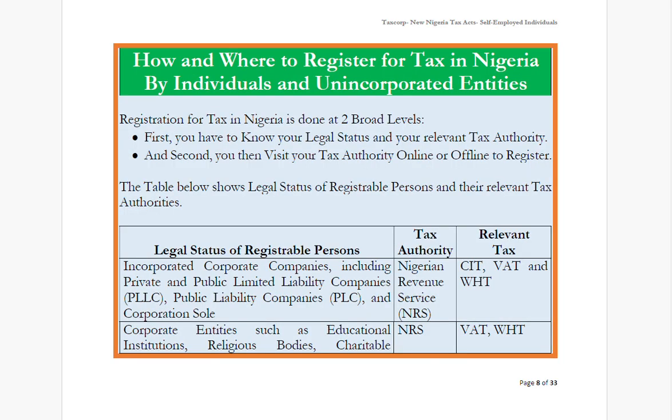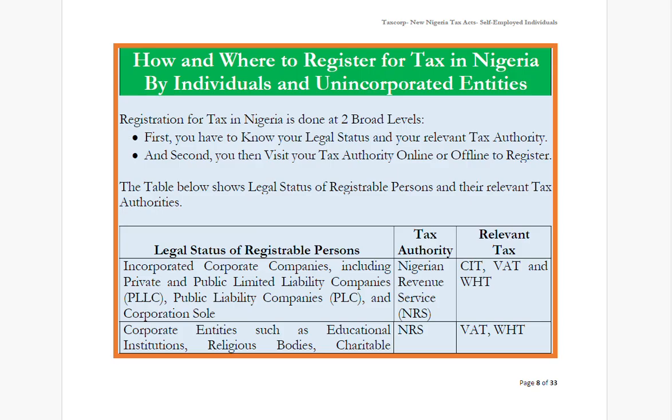Now, how and where do you register for tax in Nigeria by individuals and unincorporated entities? Registration for tax in Nigeria is done at two broad levels. Please pay attention. First, you have to know your legal status and your relevant tax authority. Thereafter, you will then visit your tax authority online or offline to register. The table below shows legal status of registrable persons and their relevant tax authorities.